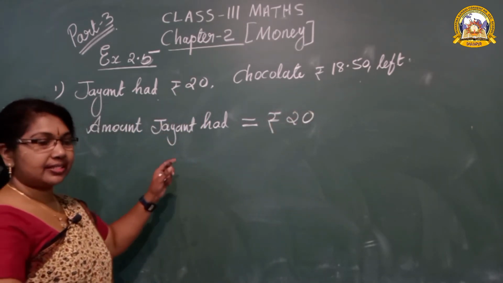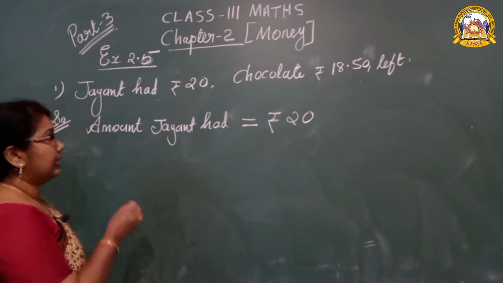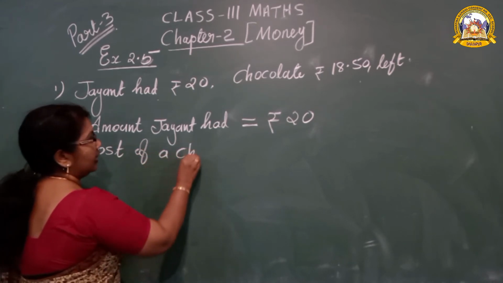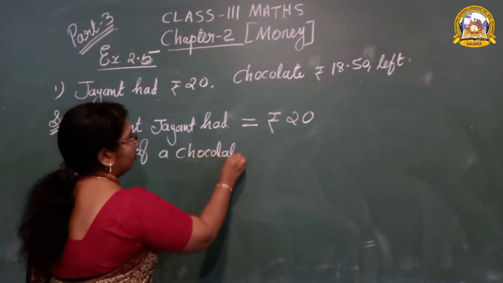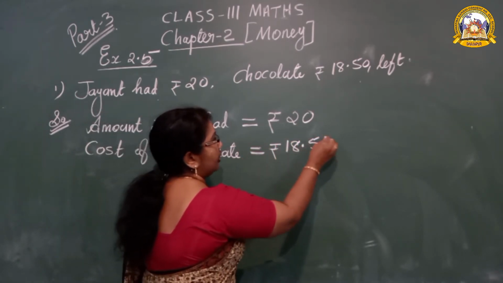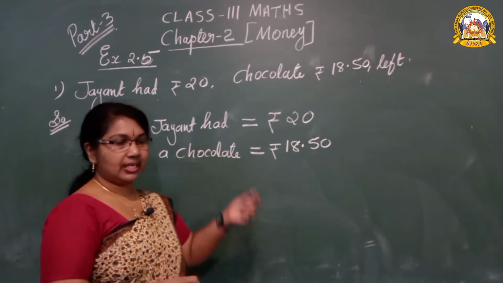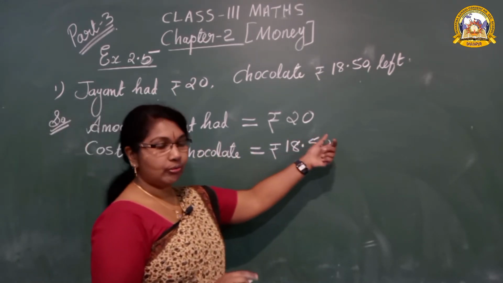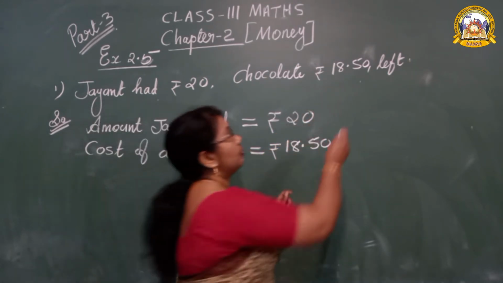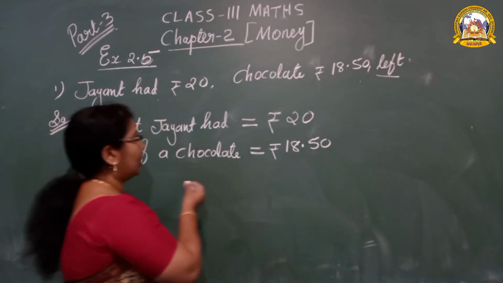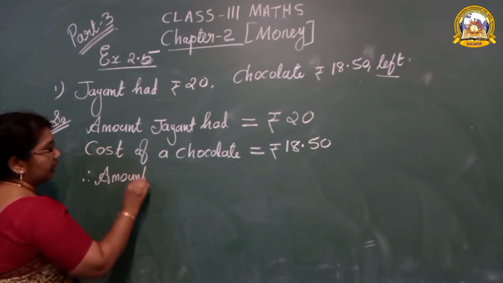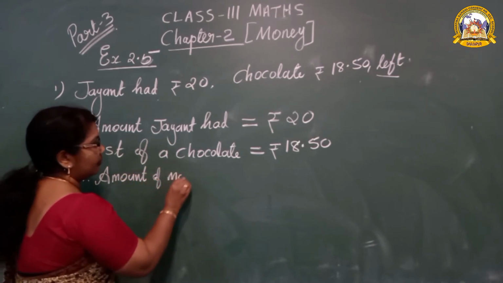Then what is the second step? Cost of a chocolate. The second step is cost of a chocolate. What is the cost of the chocolate? Rupees 18.50. Can you say what is the last step? Amount of money left. Look here, how much money is left. So you should write, therefore, amount of money left.